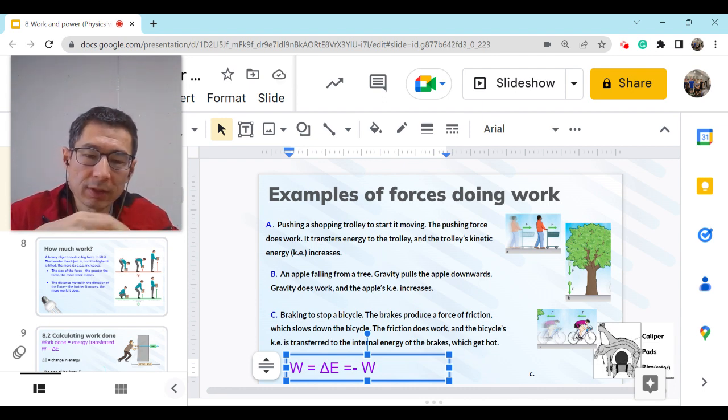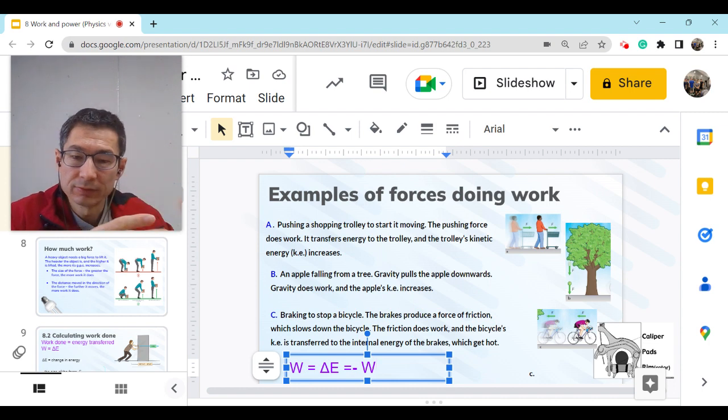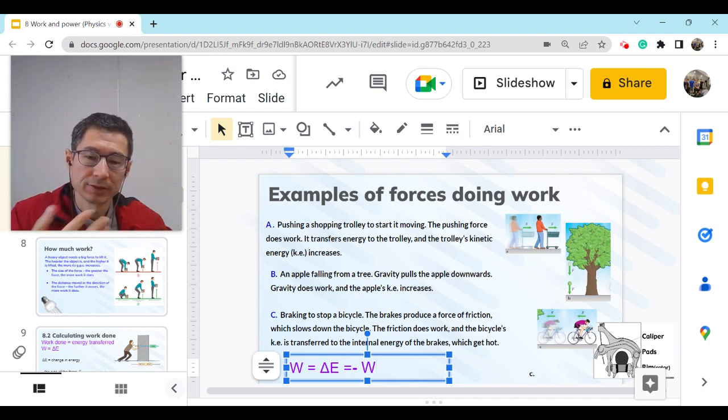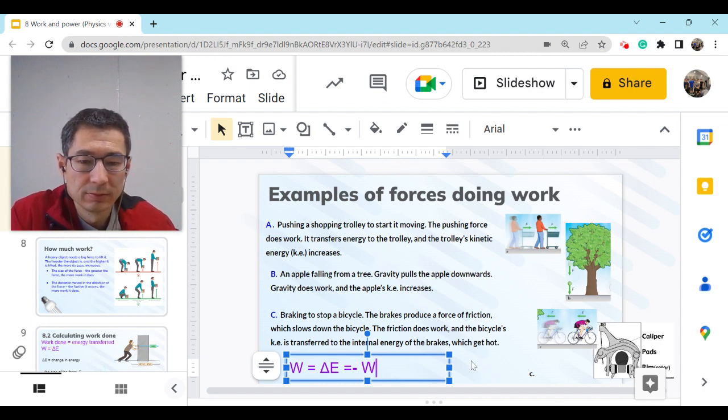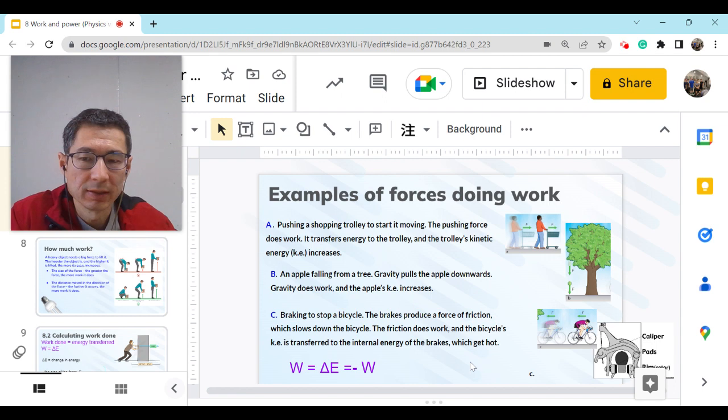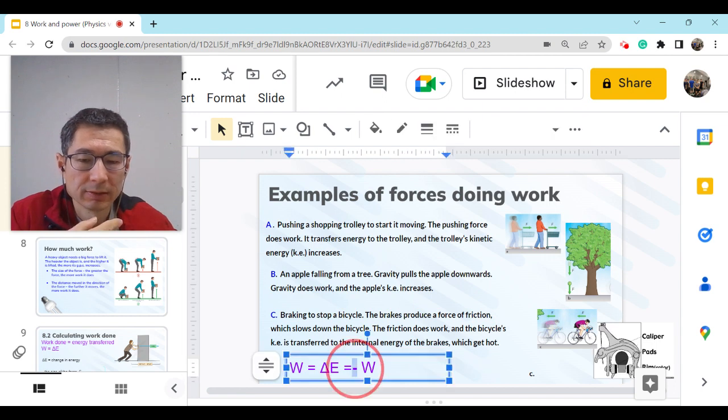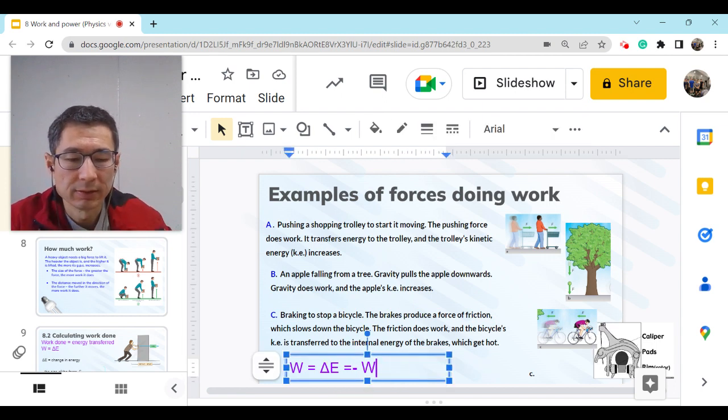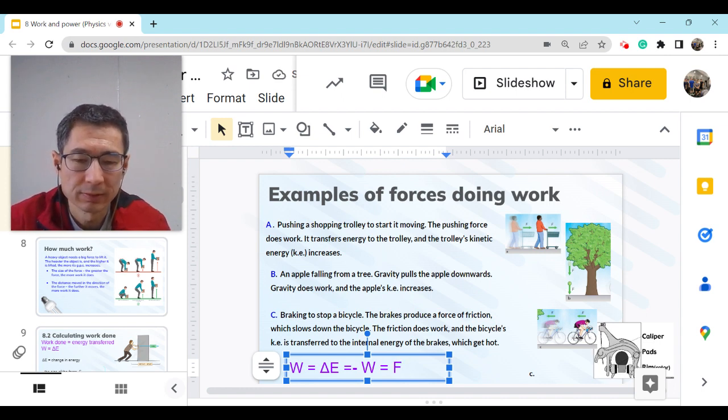So the friction does the work, and the bicycle's kinetic energy is transferred to the internal heat energy of the brakes, which get hot. And I'm slowing down, and when I calculate it, it should show me the force times distance, isn't it? How do I calculate? I'll calculate force times distance.